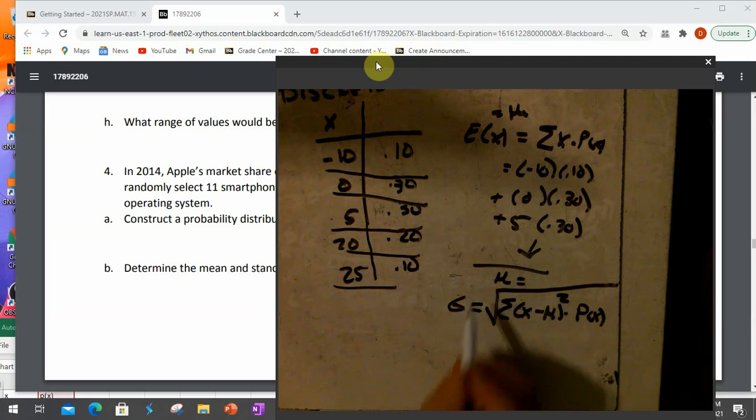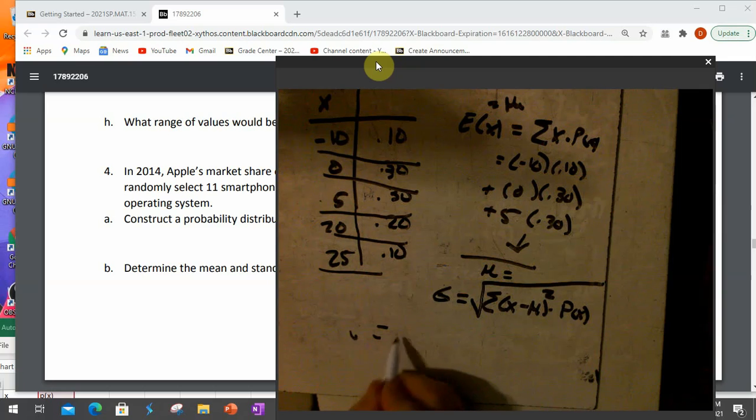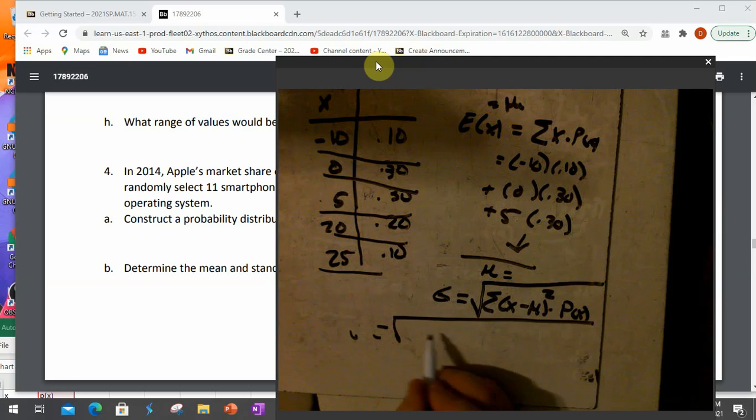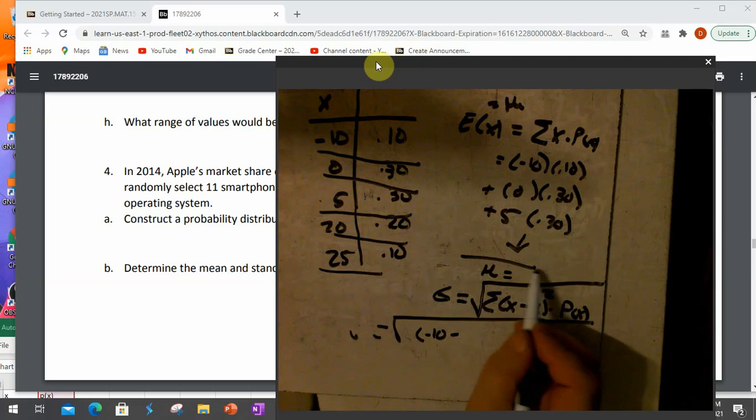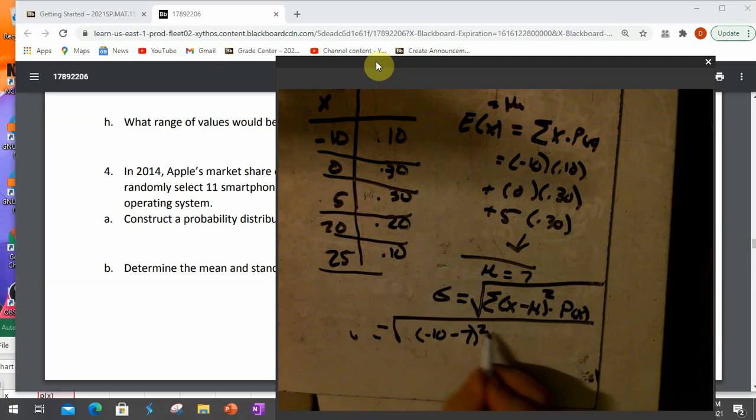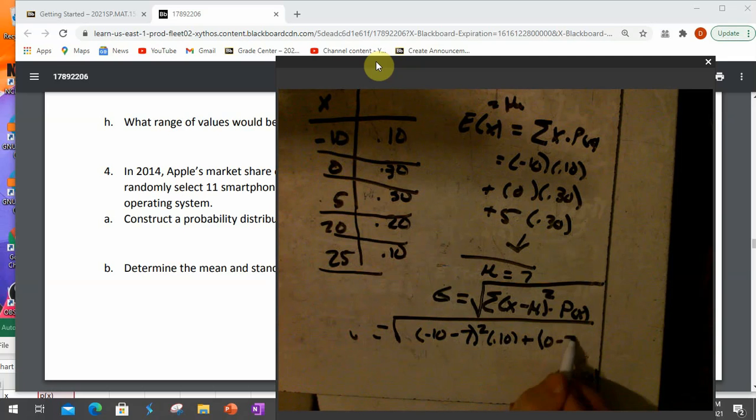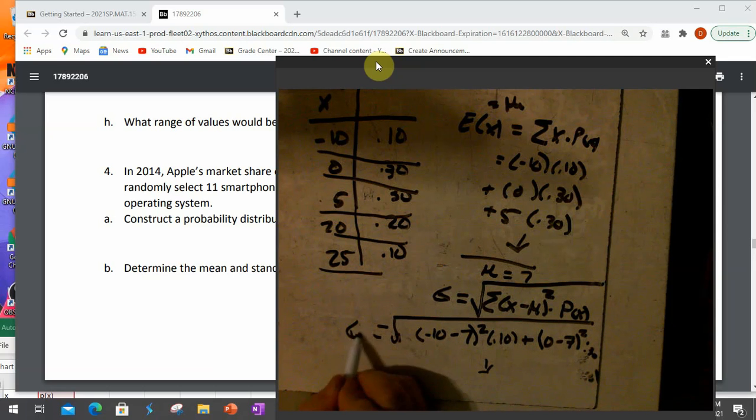So this would look like, for the first couple of them, a big square root of everything. For the first one, it would look like minus 10. Let's say this was 7. It would be that squared times 0.10, that probability for this, plus 0 minus the 7 squared times the 0.30. I would continue all of these, add them up, and then take the square root. That's the standard deviation for those. Okay?